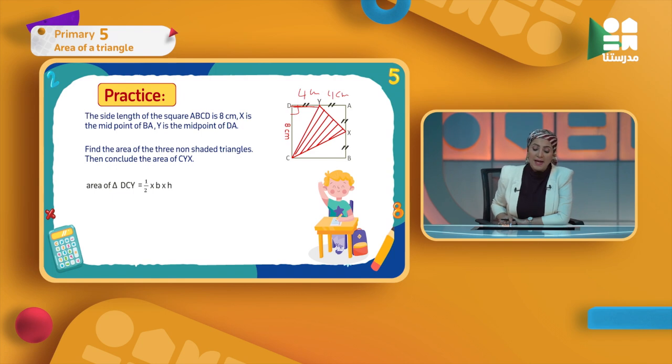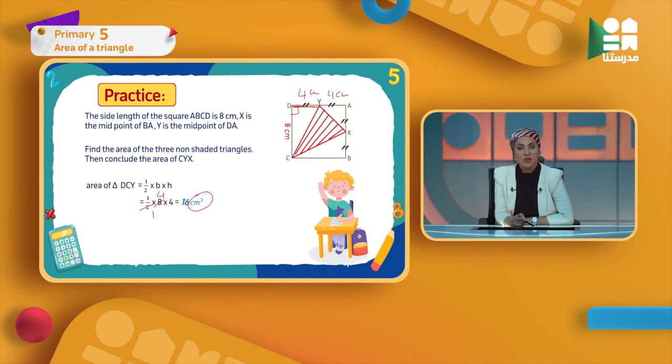So it will be half times 8 times 4. Now, half times 8 times 4, I simplify. 2 divided by 2 is 1. 8 divided by 2 is 4. And as you see here, the answer, 4 times 4 is 16 centimeters squared. Again, this is area, so I use either meter squared or centimeter squared. Now, I have got one of the triangles.